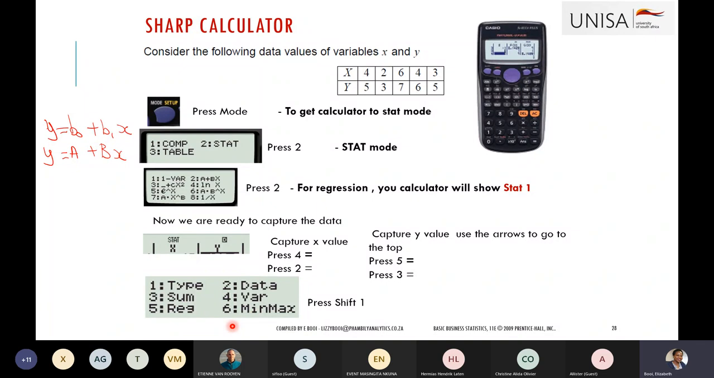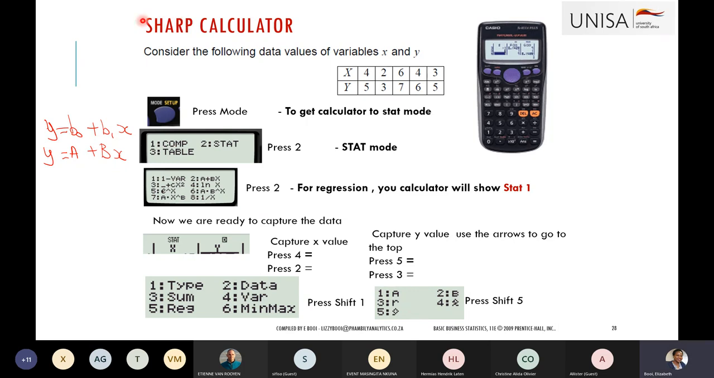So once we have pressed shift 1, then we get this. Then you can press 5 to get the Y hat and the B. So when we estimate the value of 4, we're going to press the Y hat to estimate or predict a new value. And that is the menu.